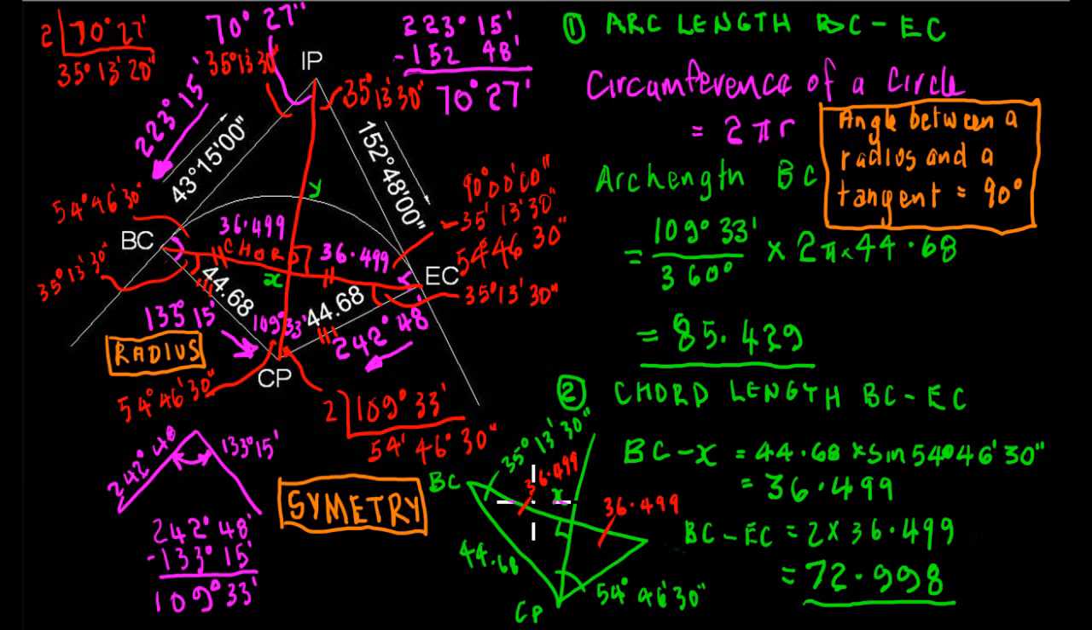Sine is opposite over the hypotenuse, so quite simply we can work that out, and we get 36.499. Noticing of course that these two sides are equal, both 36.499, so therefore our chord length is 2 times that, which is 72.998.